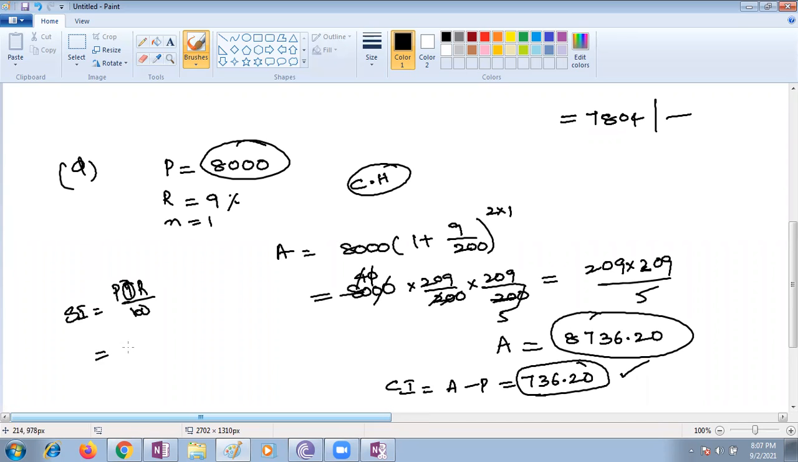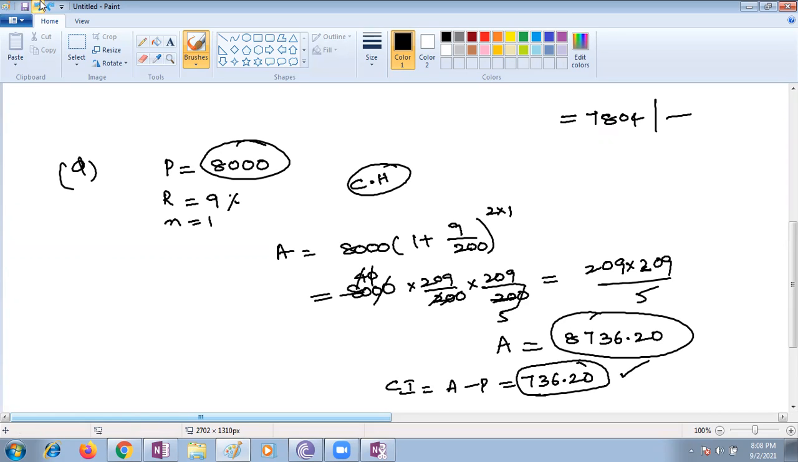Ma'am, in the problem with 2.5 years, we did 2 years and then half year simple interest. Instead, can we do it by 200 and 2 into 5 by 2? But they are not asking about half yearly. The keyword is given as annually. That's why we do the first 2 years directly with compound interest, then the half year with simple interest. The question is asking about compounded annually.